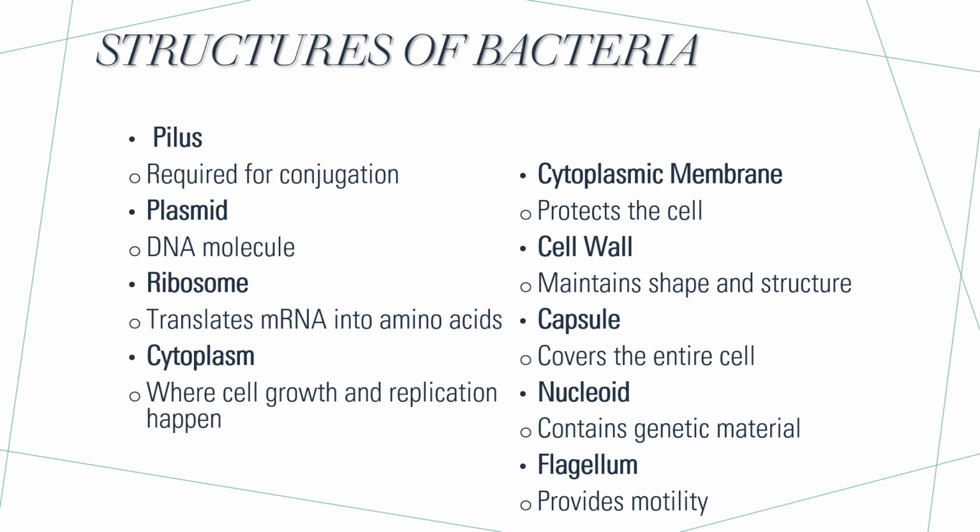A capsule, which covers the entire cell. This is sometimes like that slime coating. A nucleoid, which contains the genetic material of that particular cell, and flagellum, which provides motility. This is what helps the cell kind of swim around and move around.